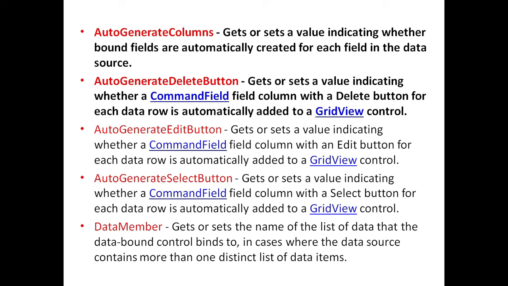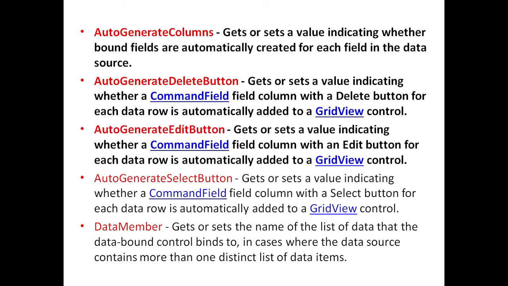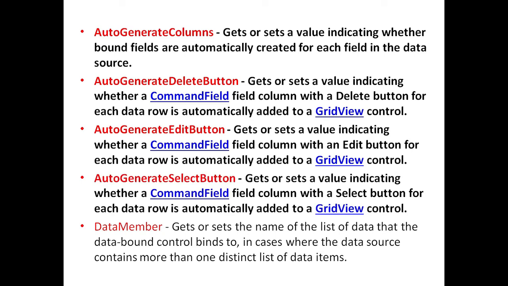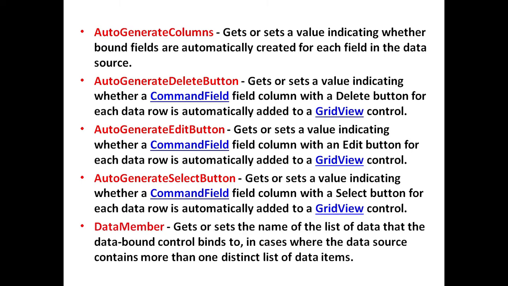Auto-generate delete button is used to get or set a value indicating whether a command field button with a delete button for each data row is automatically added to the GridViewControl. Auto-generate edit button is used to get or set a value indicating whether a command field column with an edit button for each data row is automatically added to a GridViewControl. Auto-generate select button is used to get or set a value indicating whether a command field column with a select button for each data row is automatically added to GridViewControl.